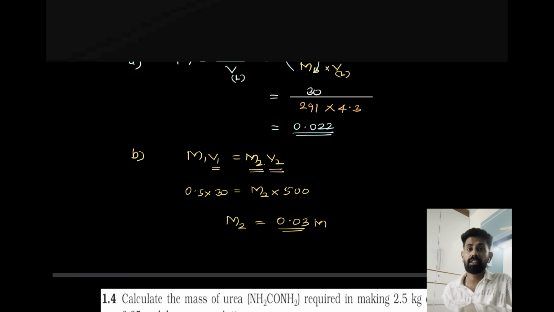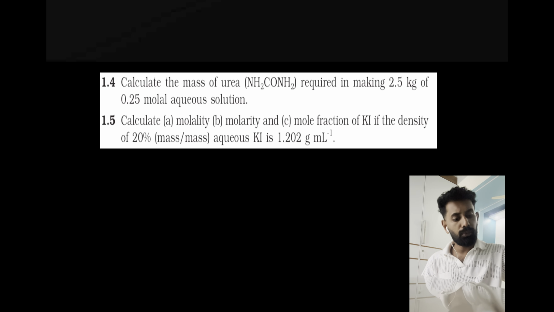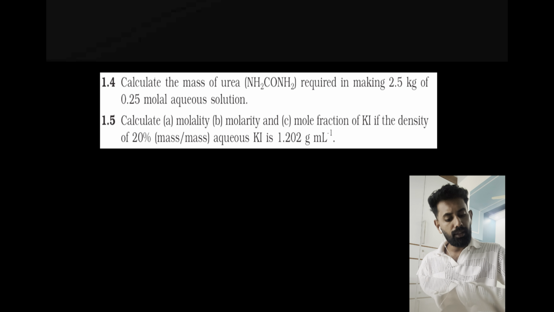Okay, easy, right? Now let's move to the next question, that is 1.4. Calculate the mass of urea required in making 2.5 kilogram of 0.2 molar.